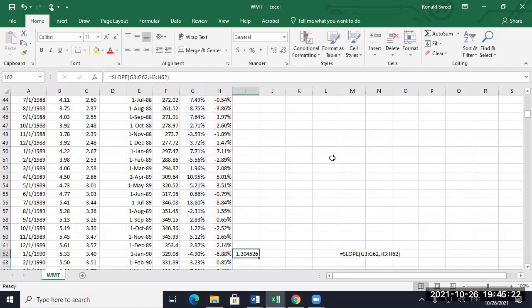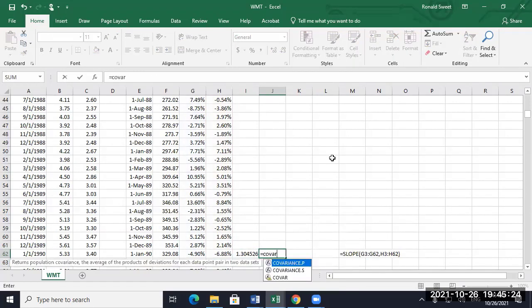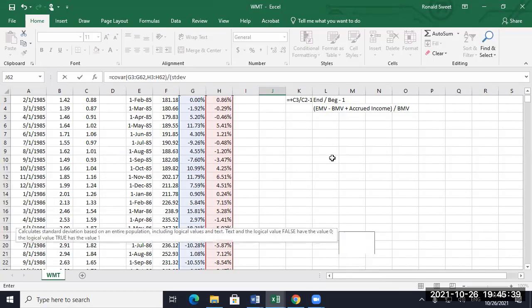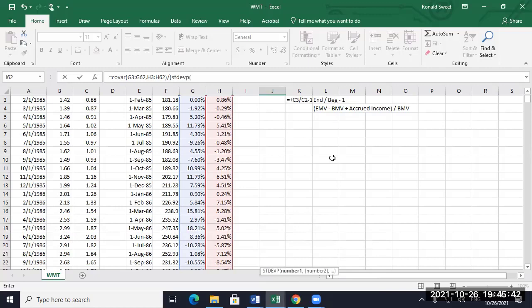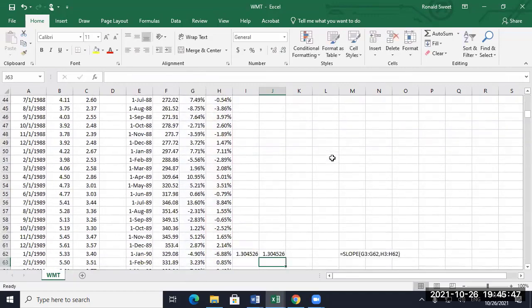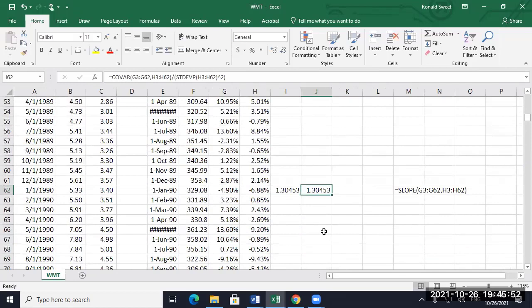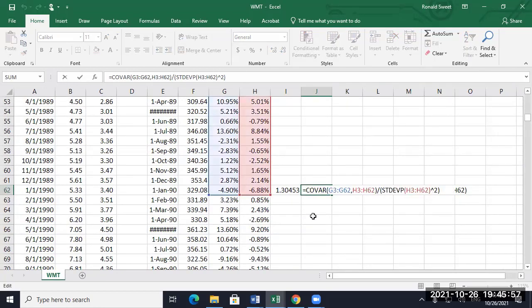Equal slope, or what's the other way you can do it? Equal covariance divided by what? Anybody remember? Beta is covariance divided by what? Variance of the market. Did we get close enough? Does that look similar? That's pretty good, right? Which should you learn? I actually think that's the one you should know.